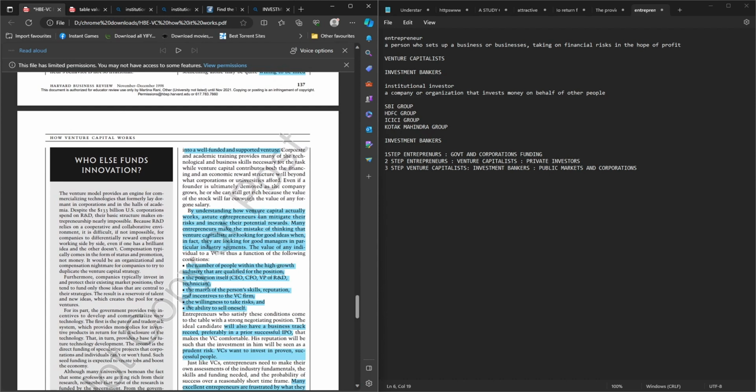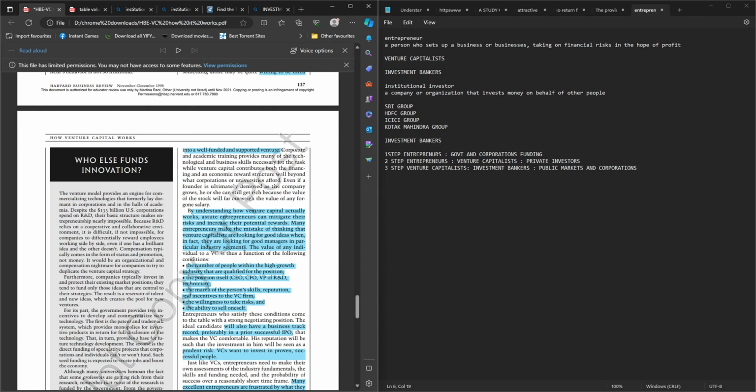By understanding how venture capital actually works, entrepreneurs can mitigate their risk and increase their potential reward. Many entrepreneurs make the mistake of thinking that venture capitalists are looking for good ideas, when in fact they are looking for good managers in a particular industry segment.